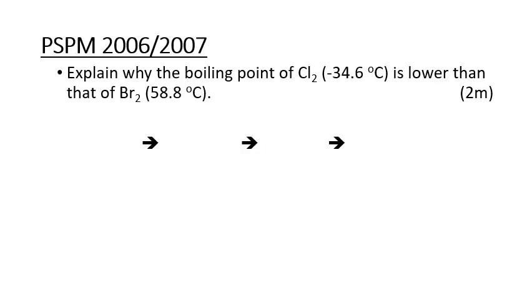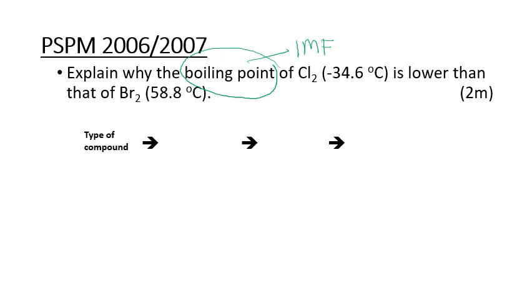Okay, now let's look at this question. Explain why the boiling point of chlorine is lower than bromine. So basically, when the question asks about boiling point, it means we have to find out what the intermolecular force is. IMF is the intermolecular force that exists between the molecules. So generally, this is the flow of how we are going to answer questions about boiling point.